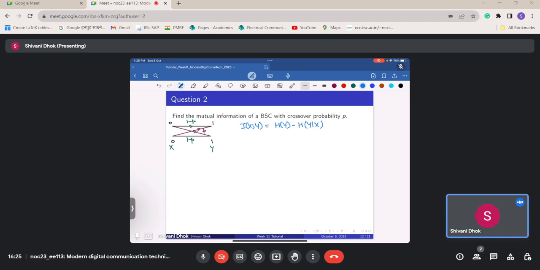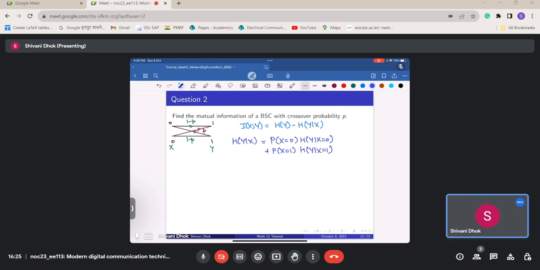Okay, so this we have. For a moment, let's try to derive this in terms of this P and this H of Y. Let's try to find what is H of Y given X. So this H of Y given X is given as probability that X takes a value 0 into H of Y given X equal to 0, plus probability that X equal to 1 into H of Y given X equal to 1.